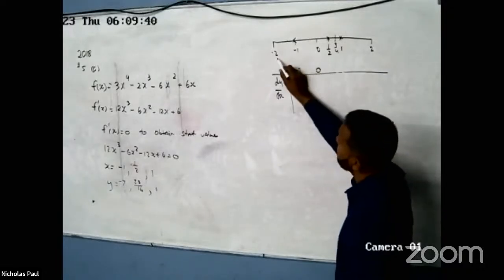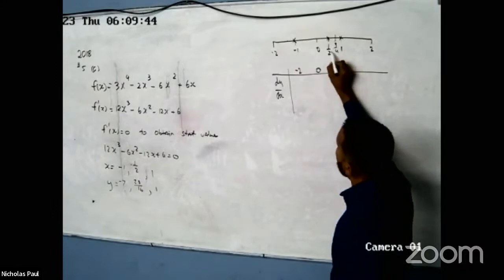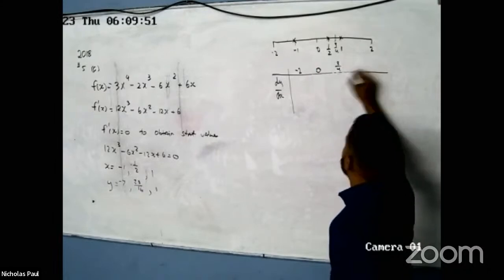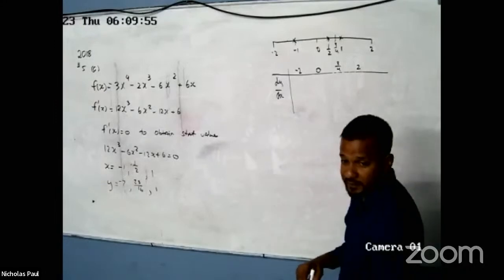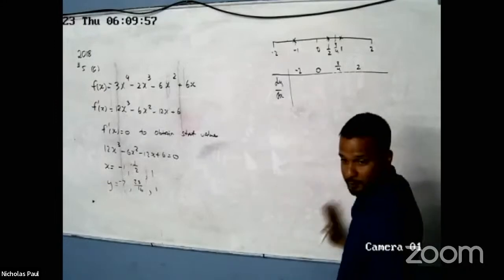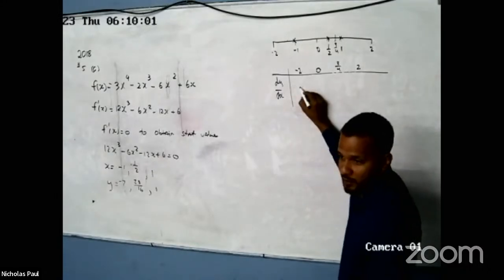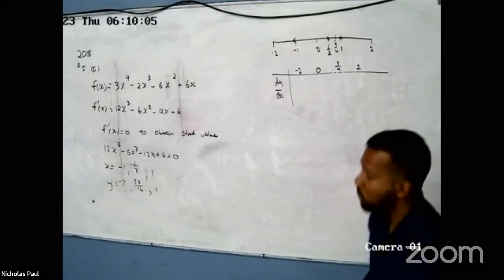So I'm choosing -2 and 0 for -1. For a half, I'm choosing 0 and 3/4. For 1, I'll choose 3/4 and 2. Right? And then we'll check the signs. I do another table just to save some space. Right? So plug in -2 in dy/dx, tell me what you get. Less than 0 or more than 0. That's all I want. I don't want anything else.